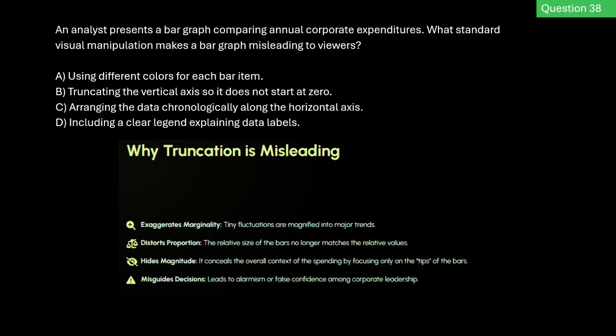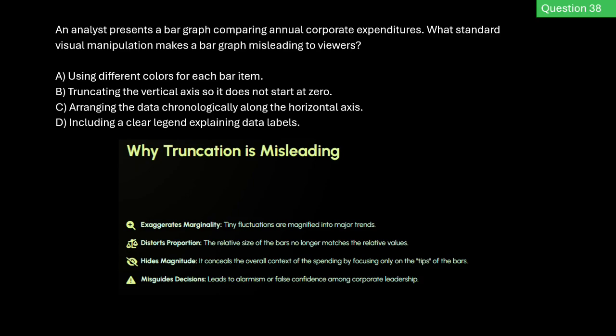This brings us to the core mechanism of visual distortion, truncating the vertical axis. Now, truncation means choosing a starting baseline for your y-axis that is completely different from 0. For example, starting a scale at 90 instead of 0 to show a trend between 91 and 95. Now, when you drop off the bottom of the bars, you amplify the differences between them.